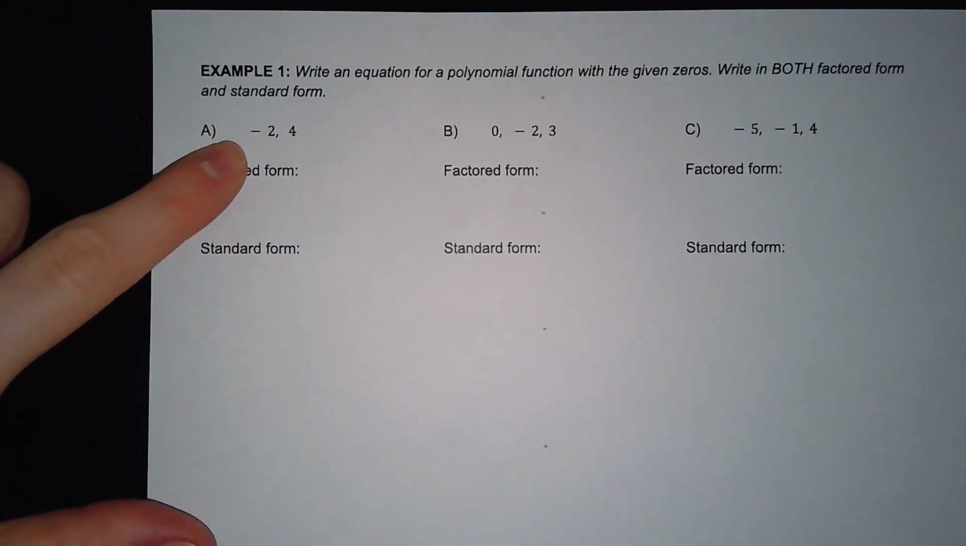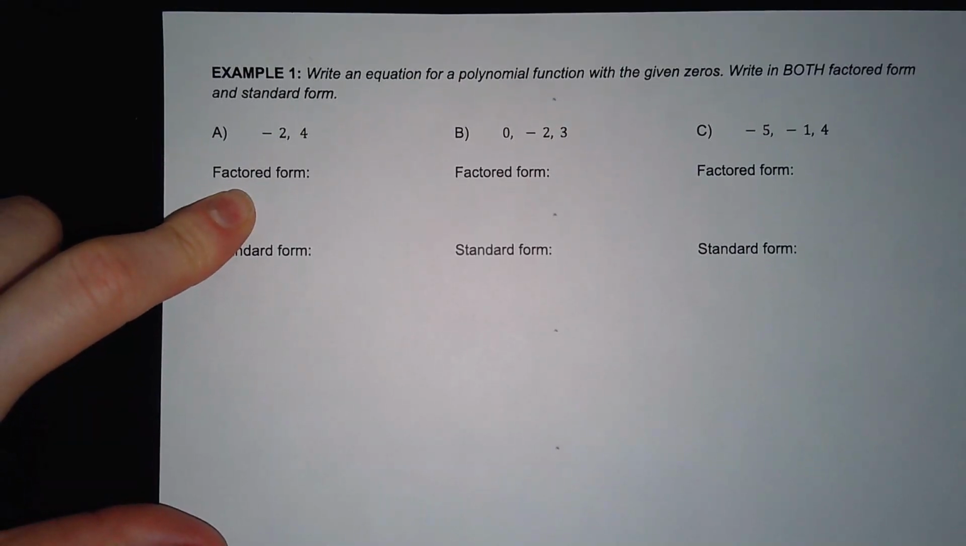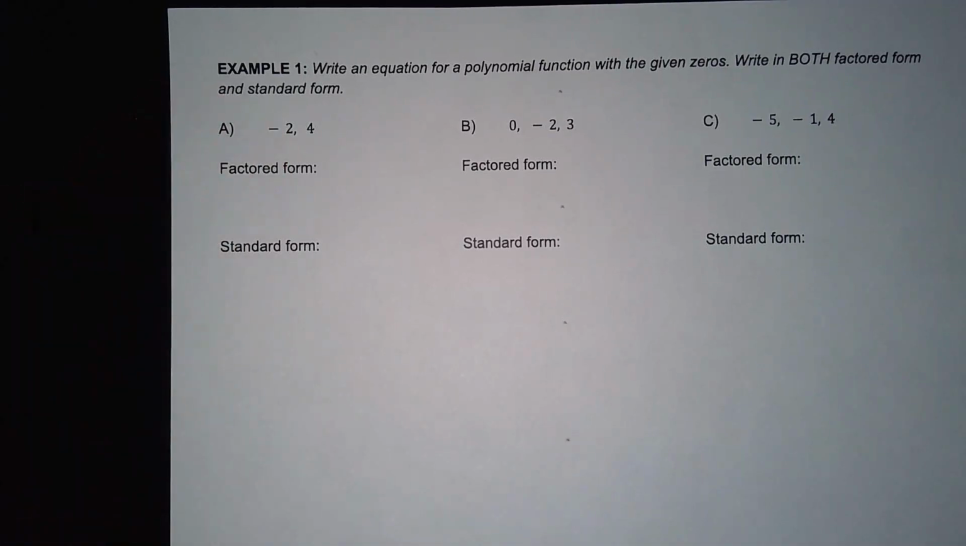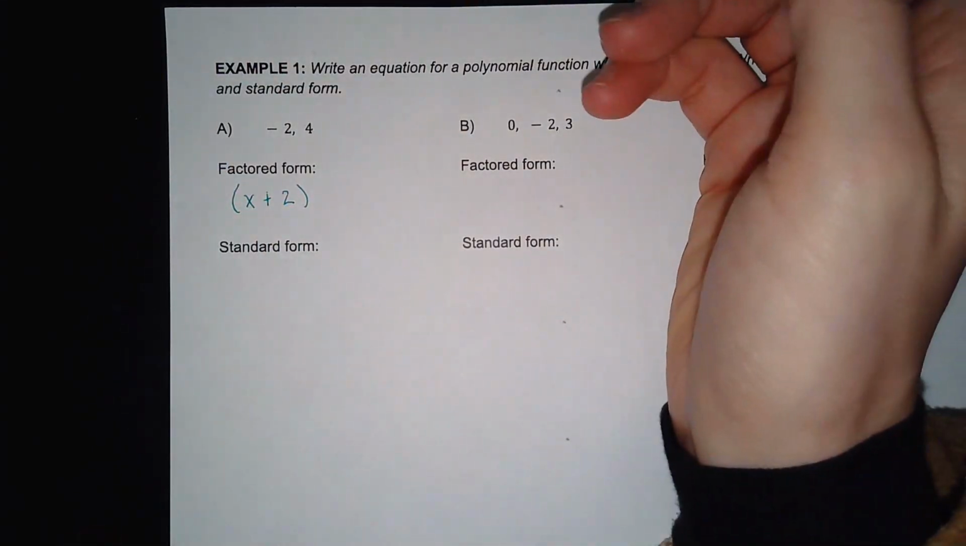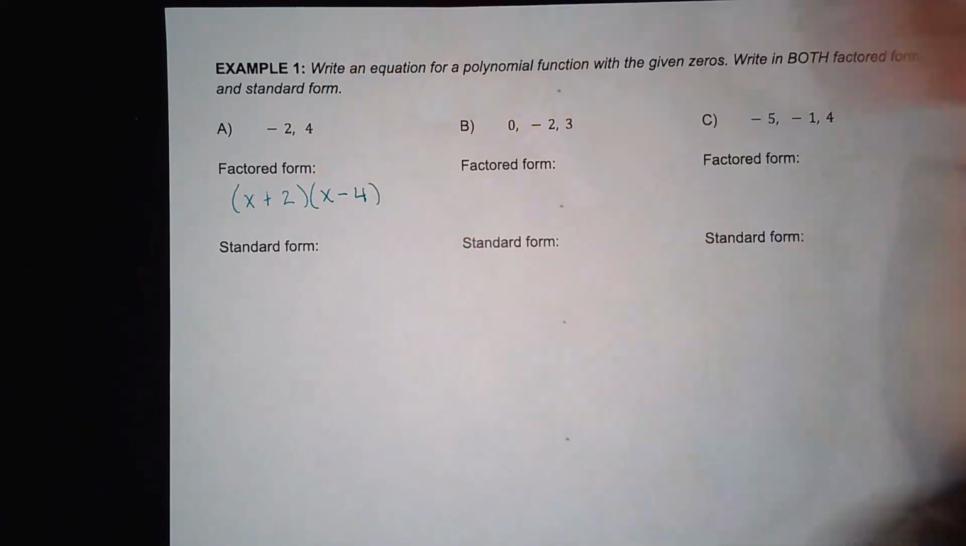We're going to start with our zeros, our solutions, and we're first going to write factors. We just have to remember that factors are opposite. So if I have a -2, we could write x plus 2. And if we have a +4, we could write x minus 4.